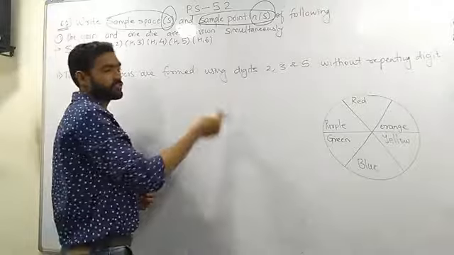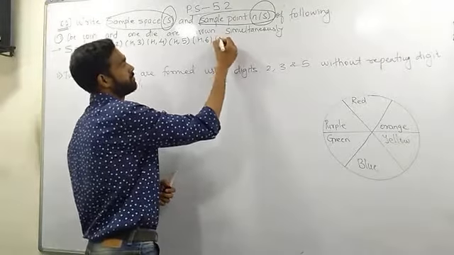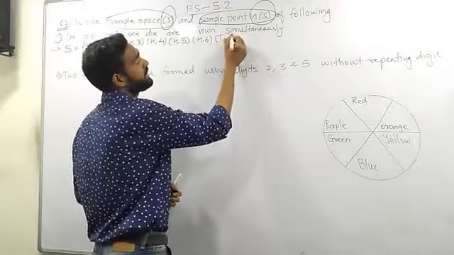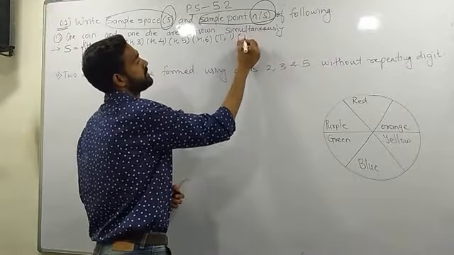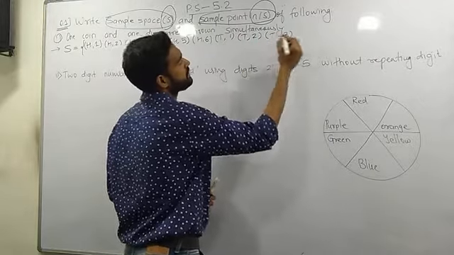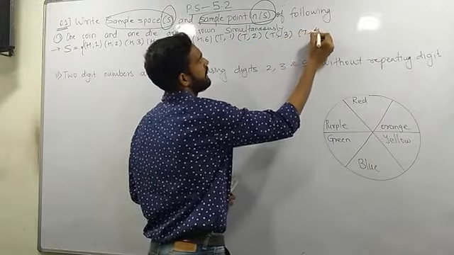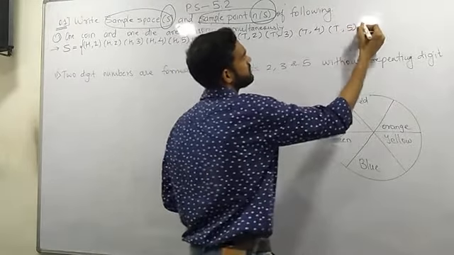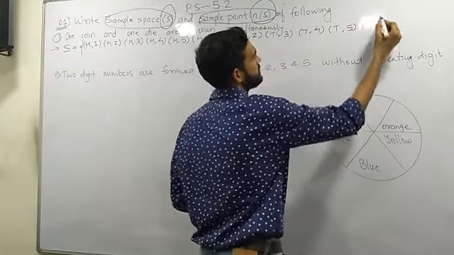Now again I have tossed the coin and this time it gives me tail. The die gives me 1. So T1. Next time T2. Next time T3. Next T4. One more, T5. And the last is T6.